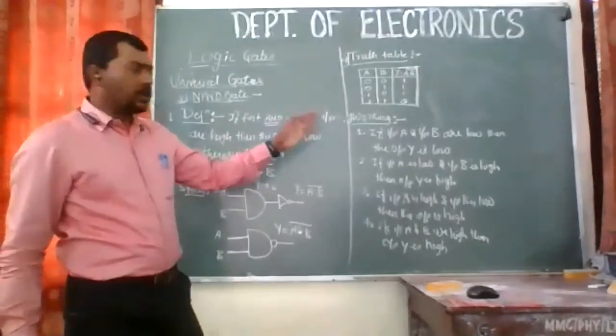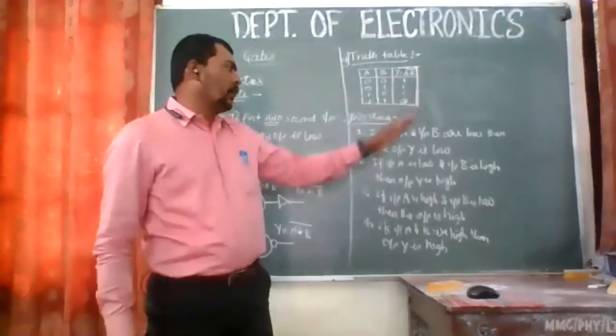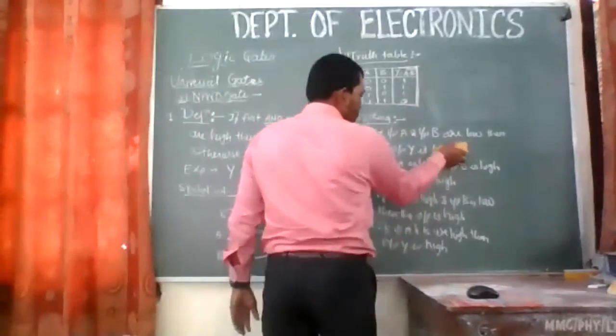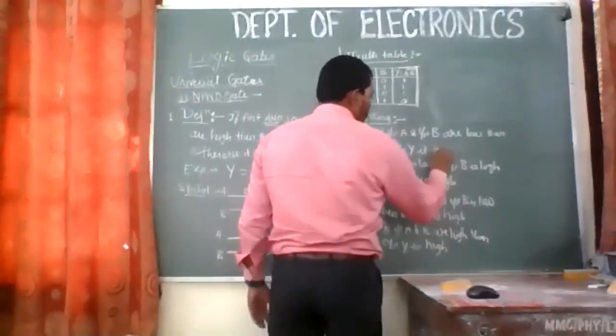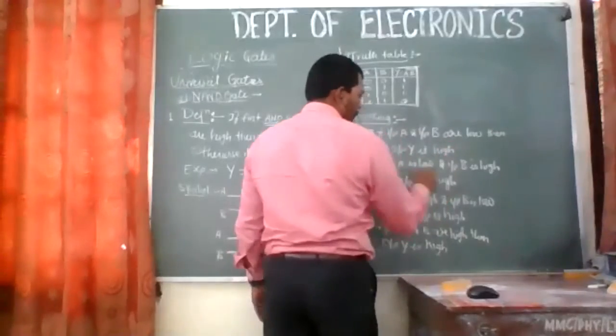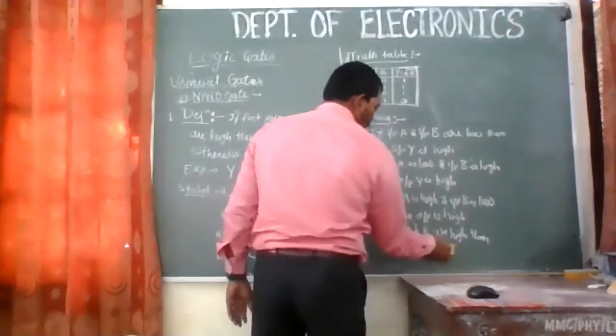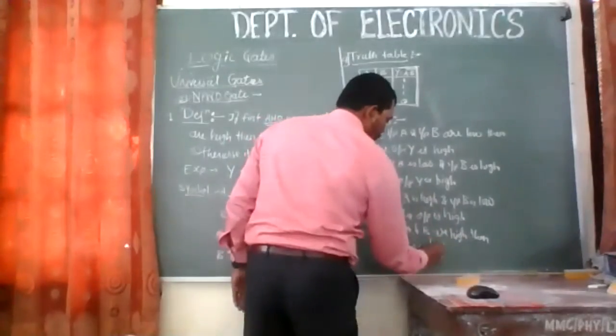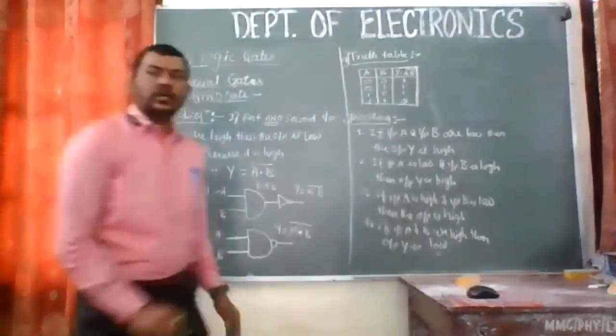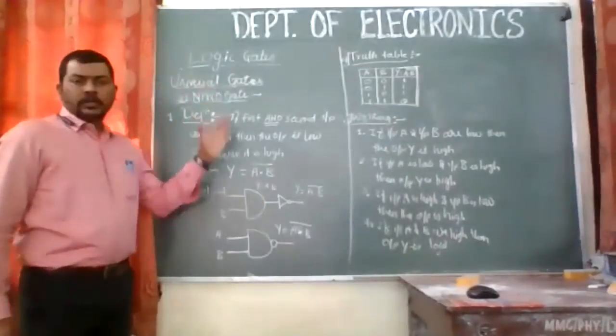So this is the fourth gate. If inputs A and B are low, then the output is high. So the output will be high over here. Again, this will be the same for both, and in the last, if both the inputs are high, then the output is low. These are the four workings, right?